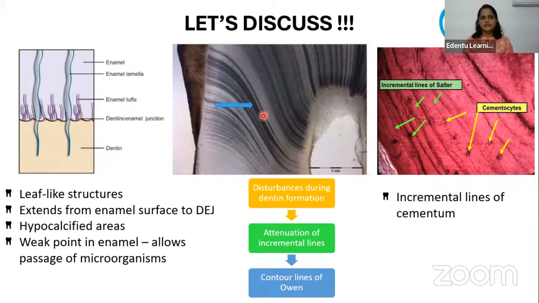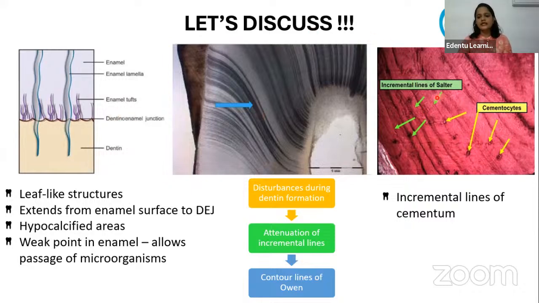So thickened lines like this will be seen in the dentine. These lines are called the contour lines of Owen. They tell you that something environmental, or some hindrance, has happened to the dentinogenesis process. So there was a period of rest and a period of activity, and the difference between these two periods mainly shows as the contour lines of Owen.